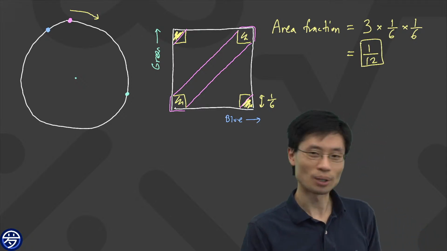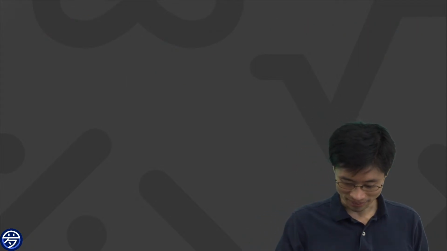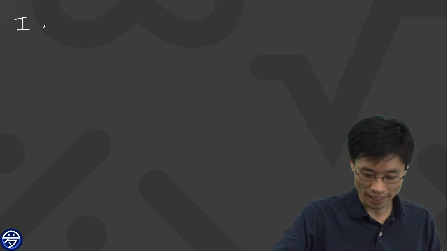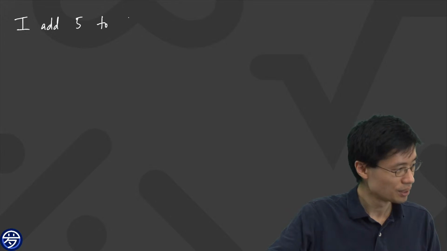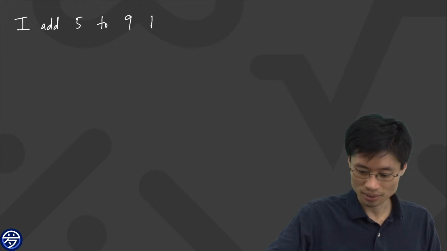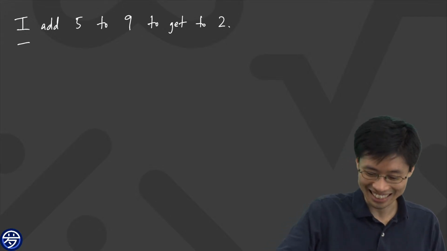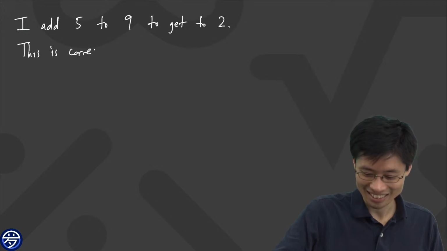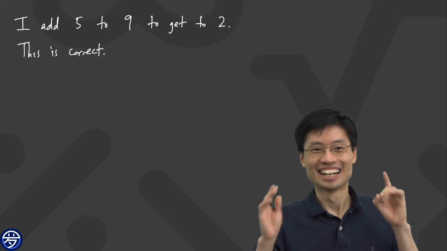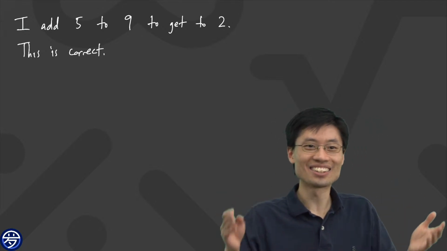Moonwatcher123, you have another puzzle. You're saying, I'm going to write down your words because they're very important. I add 5 to 9 to get to 2. Oh, I like this. This is correct. How do you do this? Yes. This is good. I like this one. Oh, you guys are so fast.